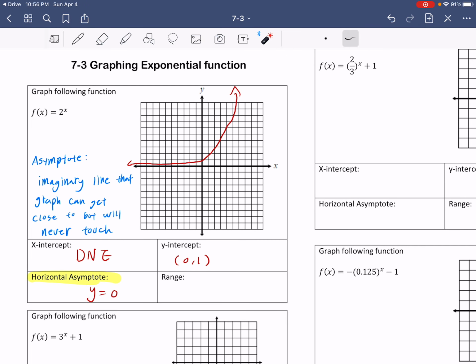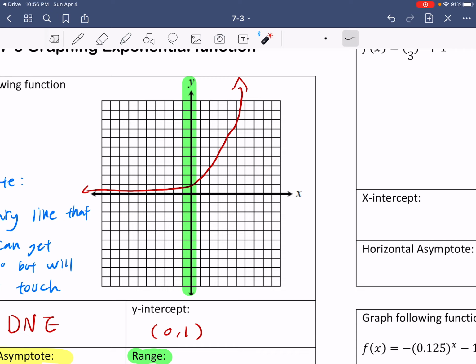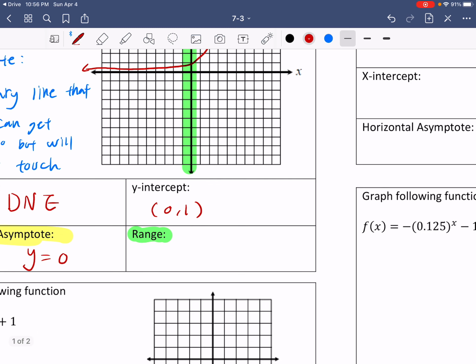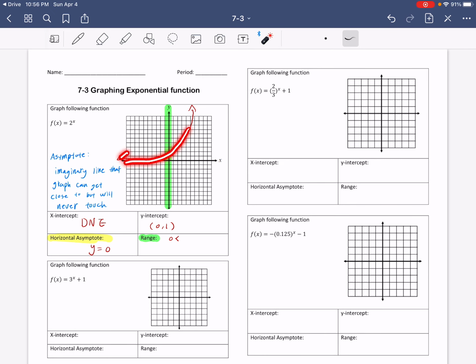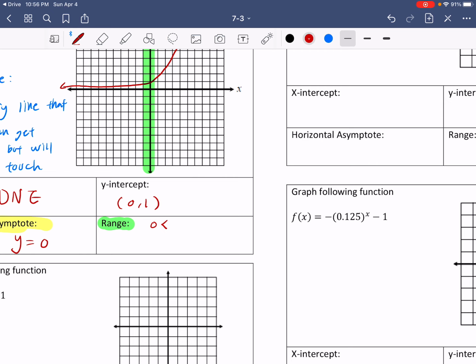So let's talk about the range. Range is y values, all possible y values that this graph can get. So where does this graph start from? The bottom. This graph will get really close to y equals 0, but it will never touch. So we start from the 0 here. You cannot put a line underneath it because this graph will never touch 0 on the y.